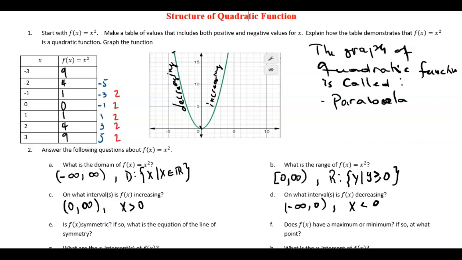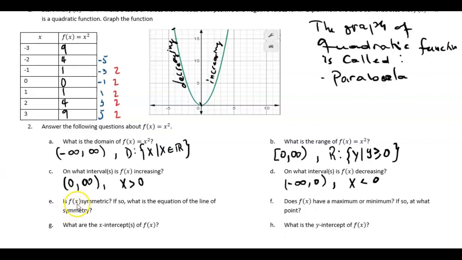Okay, so now over here they say, is f of x symmetric? Now, if you look at f of x, how do I know if the graph is symmetric? If I draw a line right in the middle of this graph, and both sides of that vertical line have equal distance, then it is symmetric. If I look at this graph, the middle of it will be the actual y-intercept. So I'm going to draw the vertical line down, because that's the middle. If you guys can see that.